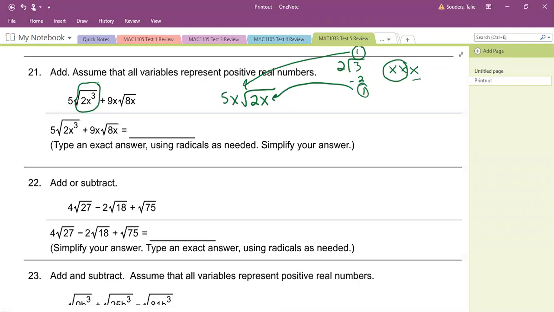Okay, how about the second radical? How could we simplify it?